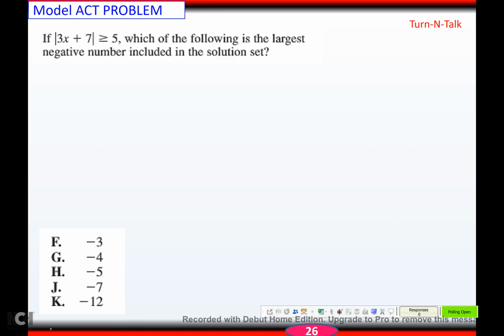All right, try this one. Hit pause, come back when you're ready. And hopefully you got G.